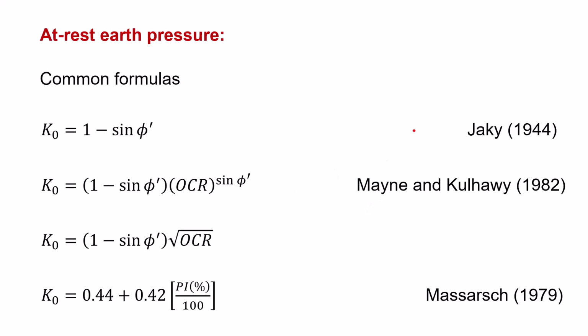The most widely used formula for K0 is the Jaky 1944 equation, which is 1 minus sine of phi prime, where phi prime is the effective internal friction angle of the soil. This formula is valid for normally consolidated or NC soils. However, for overconsolidated soils, the overconsolidation effect must be considered.